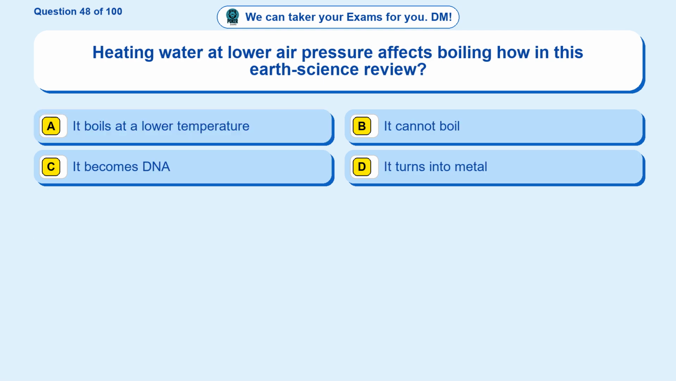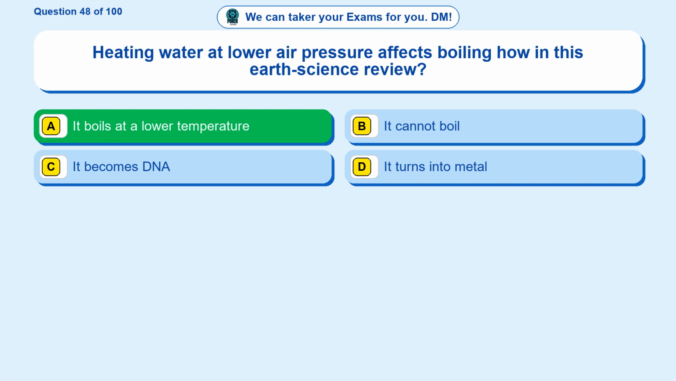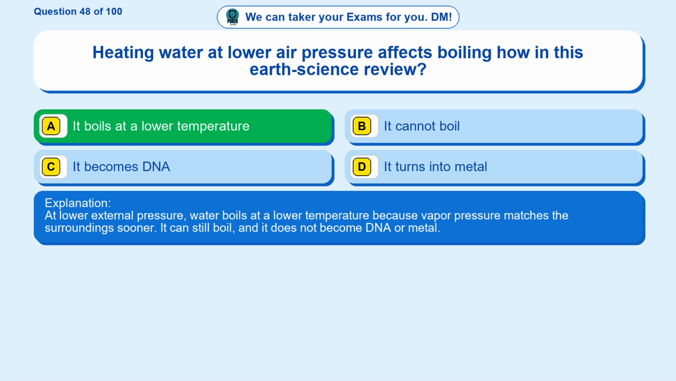Question 48. Heating water at lower air pressure affects boiling how in this earth science review? Option A. It boils at a lower temperature. Option B. It cannot boil. Option C. It becomes DNA. Option D. It turns into metal. The correct answer is option A. It boils at a lower temperature. At lower external pressure, water boils at a lower temperature because vapor pressure matches the surroundings sooner. It can still boil, and it does not become DNA or metal.